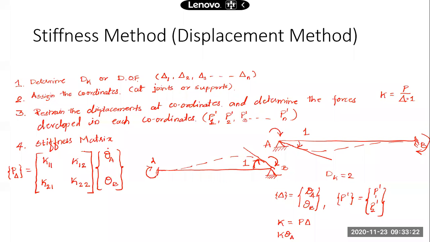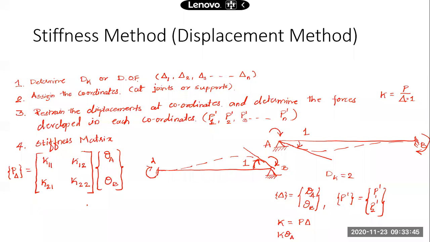At joint A and B, actually there were displacements theta A and theta B. So due to these displacements, for theta A to develop in first coordinate, at A, and theta B rotation to develop at B, what is the force required? I have to just multiply this stiffness matrix with the displacement. So this is P delta.